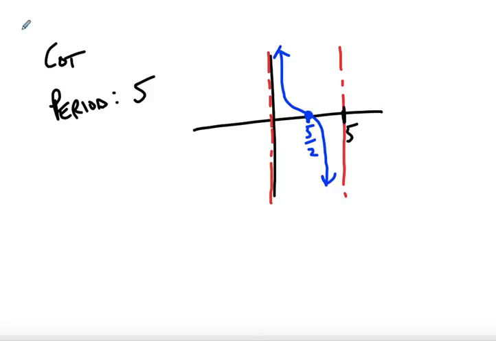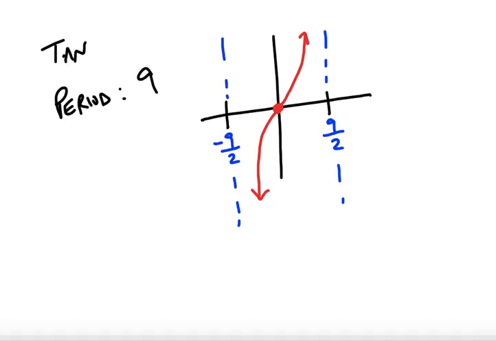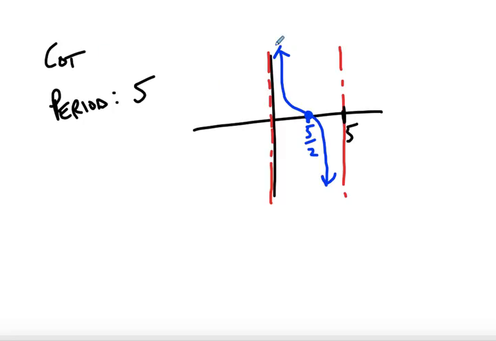Okay, so tangent, you go halfway to the right, halfway to the left, squiggle up. Cotangent, you start on the y-axis, whatever the period is, that's where your next asymptote goes. Halfway in between is where it's going to squiggle down.